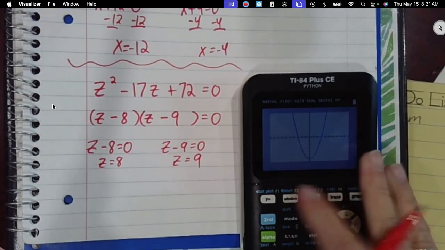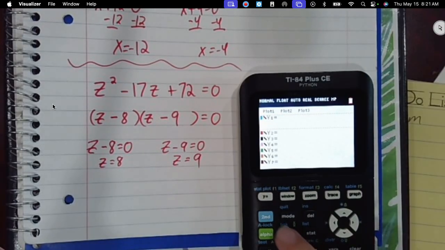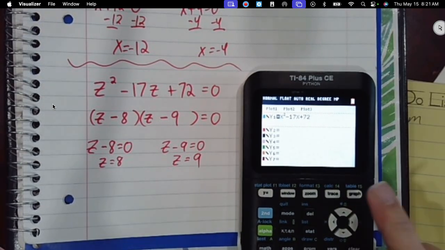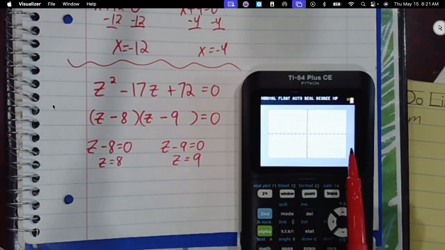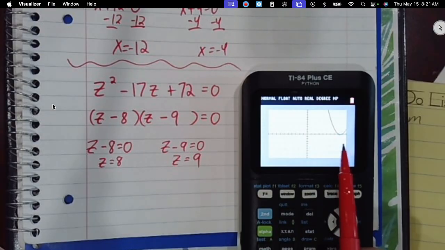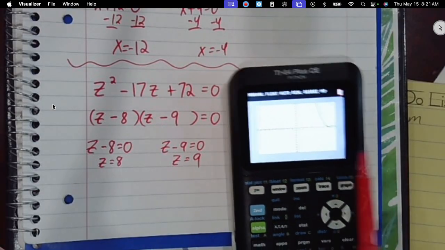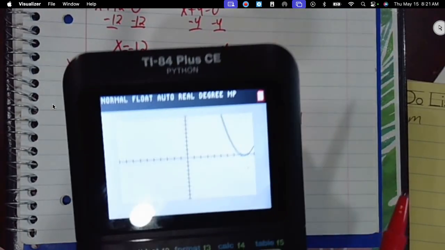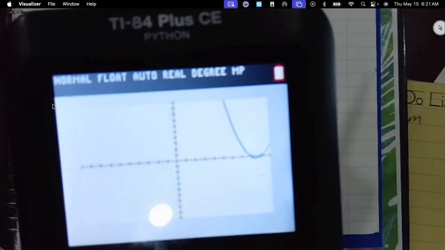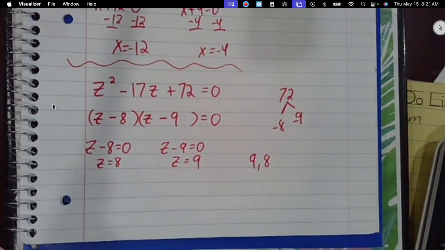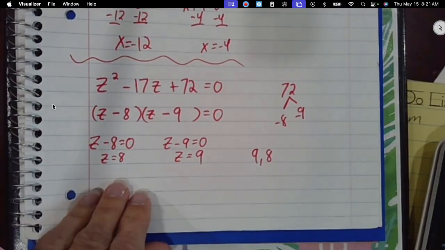Okay, if you wanted to graph it, x squared, because we can't put a z, minus 17x plus 72. If I graph it, look, it's going to go through 8 and 9. It's kind of hard to tell, but can y'all see that? You can see it crosses at 8 and 9. It's really small right there. Okay? It just dips below. All right, so that one was C, number 11. Let's keep going.